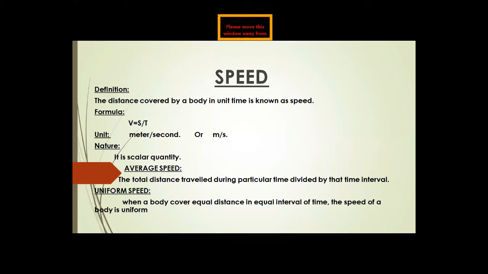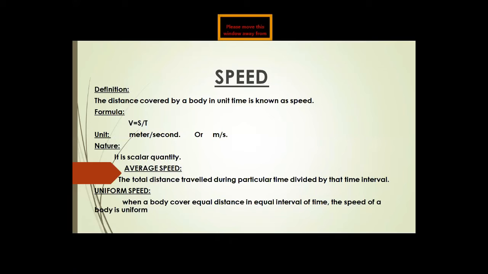But the other one is said to be the variable speed, and variable speed can be said as unequal distance covered by a body in unequal intervals of time. So that is said to be the variable speed. Unequal distance covered by a body in unequal interval of time, then it is said to be the variable speed.